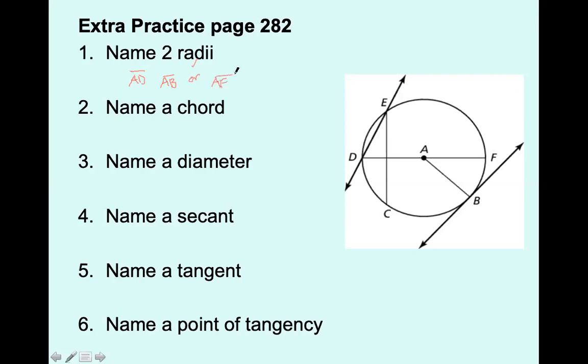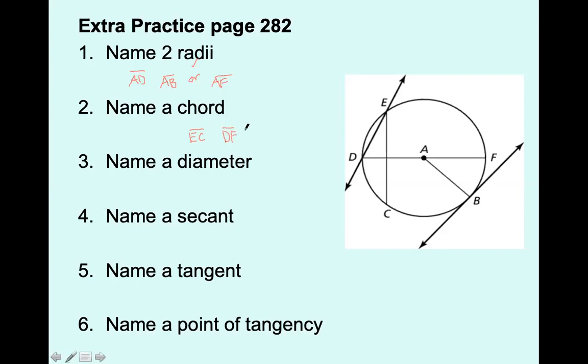All right, next we're asked to name a chord. And remember, a chord is a segment with two endpoints on the circle. So some options for chord: EC is certainly a chord. I could have DF, because remember again, a diameter is a chord. It just happens to be a special kind of chord.